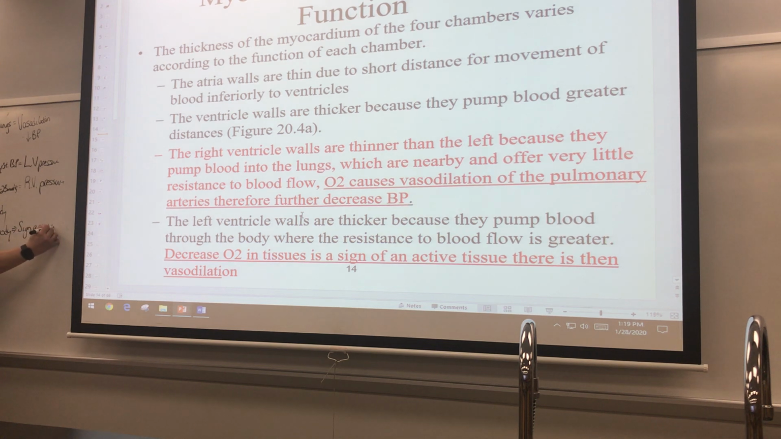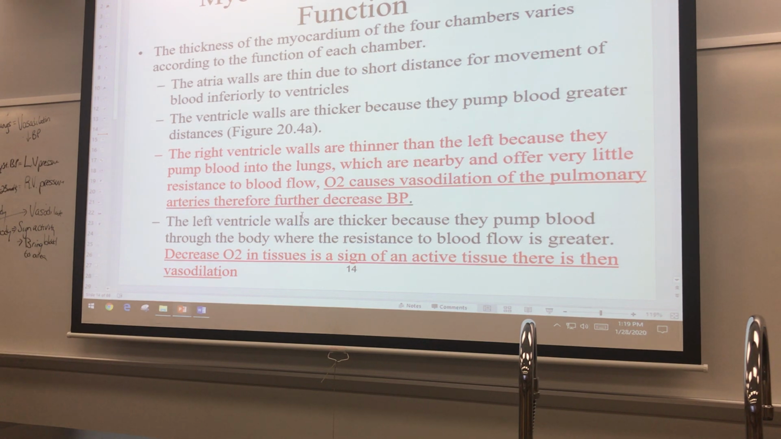And we need to bring blood to that area that's active. And what happens? When you have decreased O2 in the body, you actually vasodilate to bring more blood in. Weird, right? So we want to bring more blood in. So when we're active, we dilate the blood vessels when we're talking about the rest of the body. So there's a little difference, and we'll talk more about it later on.